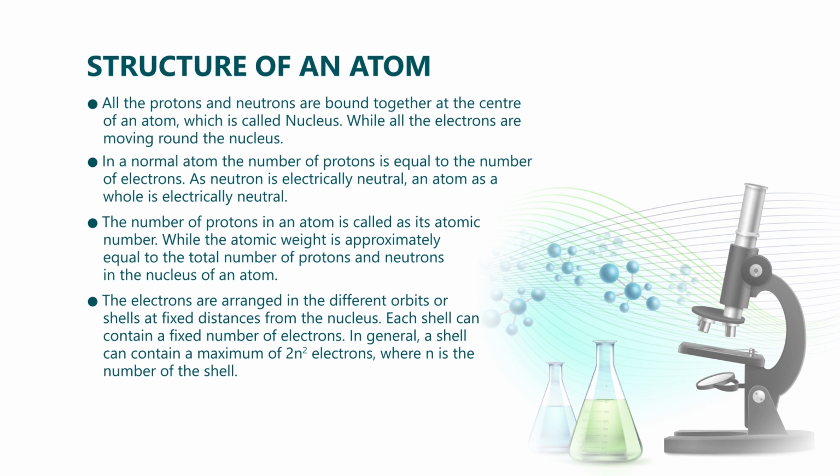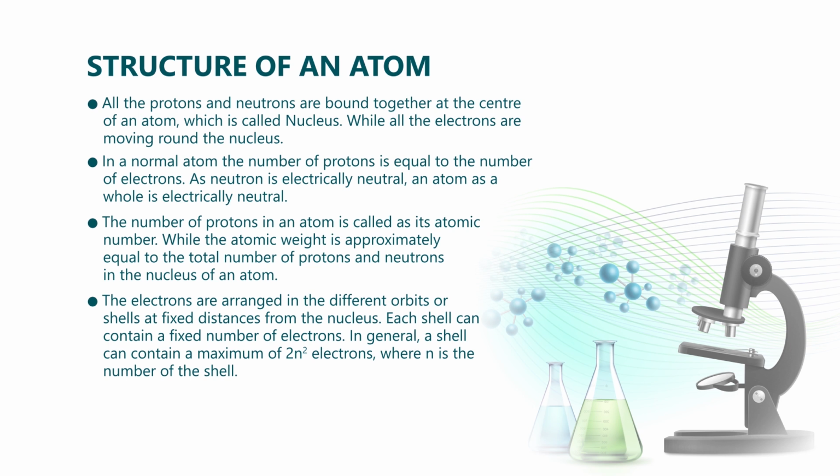Generally speaking, a shell can hold up to 2n² electrons, where n represents the number of the shell. So, let us discuss the first shell. In the first shell, the occupancy can be a maximum of 2 electrons. How did this 2 come about?